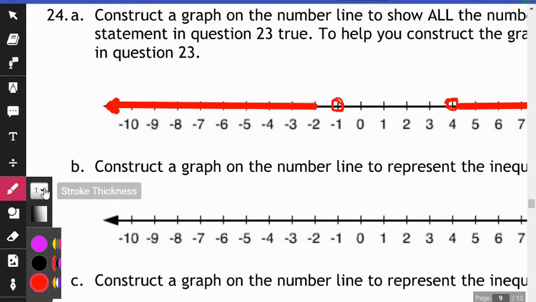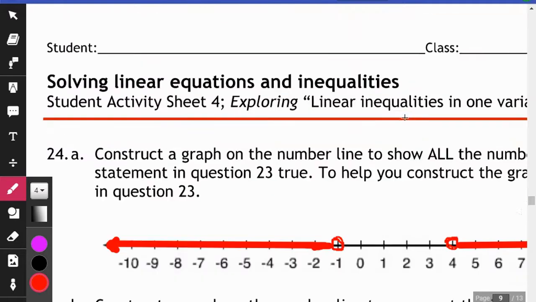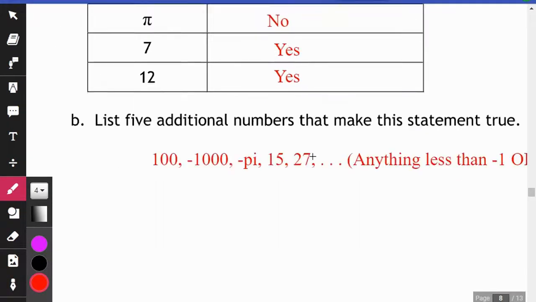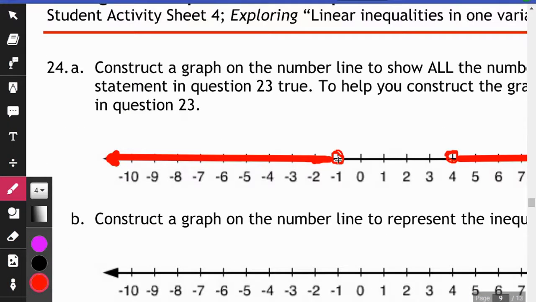Why do I need to do that, you may ask? You may remember the empty circle means that it's not allowed to be that number. We can only have numbers less than -1. We can't actually have -1. It doesn't say that. It says less than -1. So I make a graph that doesn't include -1, just numbers less than -1. I'm not going to fill in -1 itself.